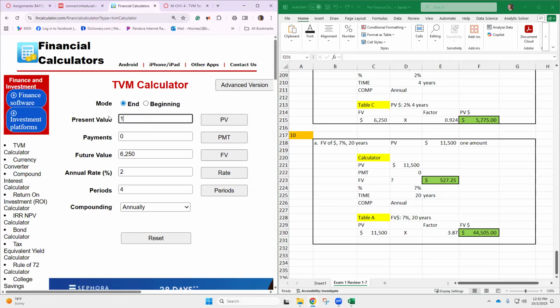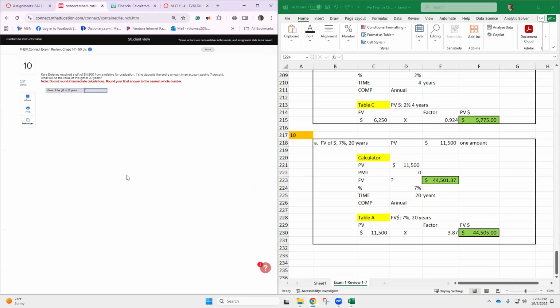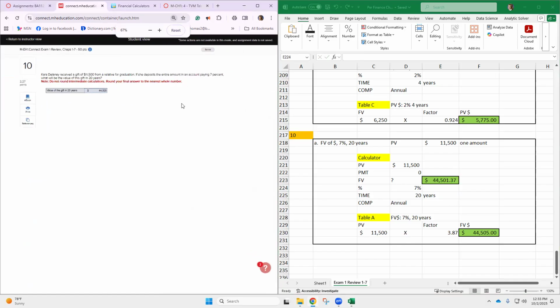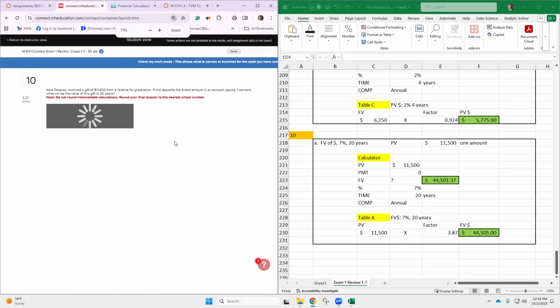Present value is the amount of the gift. Okay, we don't know what the future value is. That's what we're trying to solve. 7% in 20 years. So she's more than tripled her money, almost quadrupled her money. So it looks like that seems to be right. Okay. So I'm going to put that in my answer. The value of the gift in 20 years, 44,505. That's what I'm going to put in from the table.